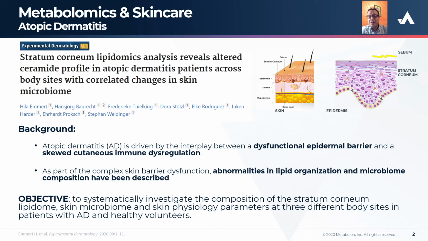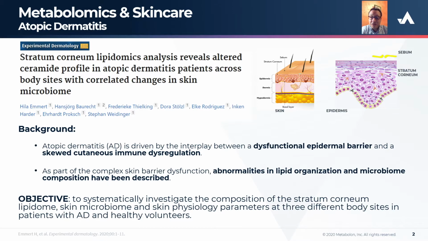The title of the study that I will be presenting is Stratum Corneum Lipidomics Analysis Reveals Altered Ceramide Profile in Atopic Dermatitis Patients Across Body Sites with Correlated Changes in Skin Microbiome. It was published by Emmert et al. in September 2020 in Experimental Dermatology.